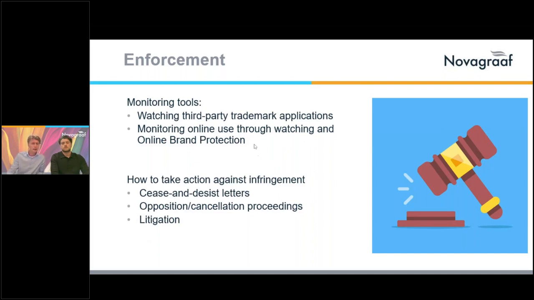And how do we do that? We send cease and desist letters to the alleged infringers, in which we kindly request them to withdraw their trademark application, or to stop and declare that they will definitely stop the infringing use. We can file opposition or cancellation proceedings to prevent the other party from obtaining or maintaining a trademark right. And if those options do not work, it's also possible to go into litigation and to obtain an injunction through the court. Luckily, this does not happen very often, and we are able to settle most of our cases amicably with the other party.